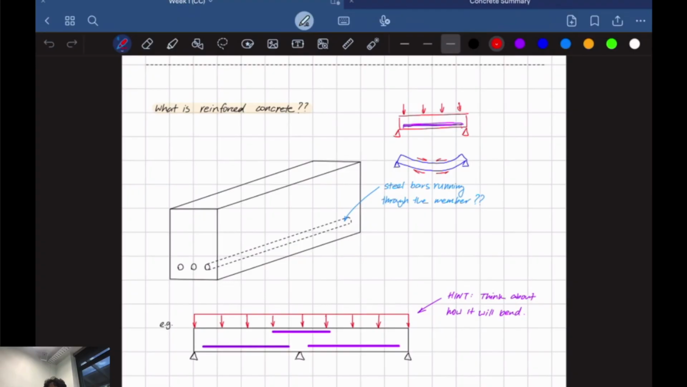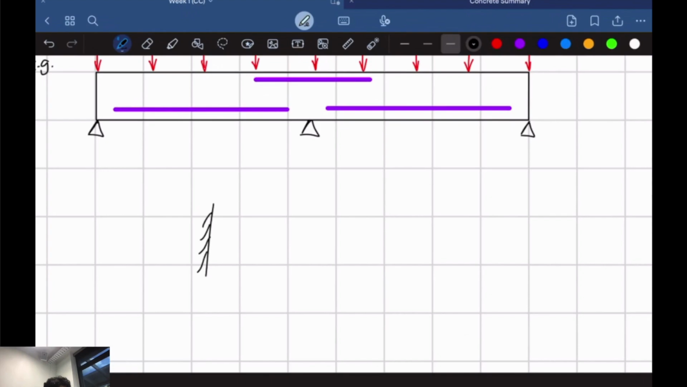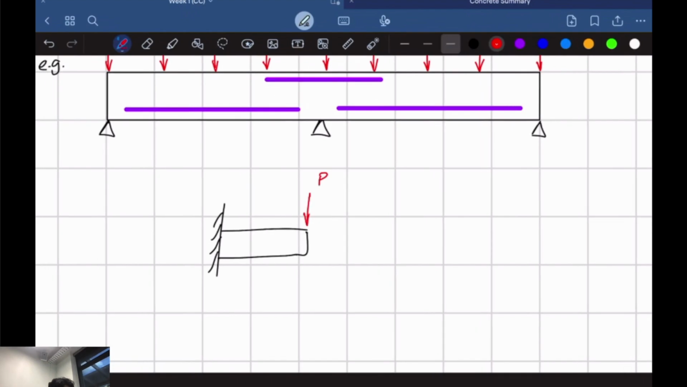Any questions? Hey Jared, I've got a question for you. Let's say we have a cantilever beam like this with a point load acting here. Where would you have to place your steel reinforcing bars? Where would you preferably put your steel reinforcing bars? Top or bottom? Fair enough. So pretty much, it will be on the top.